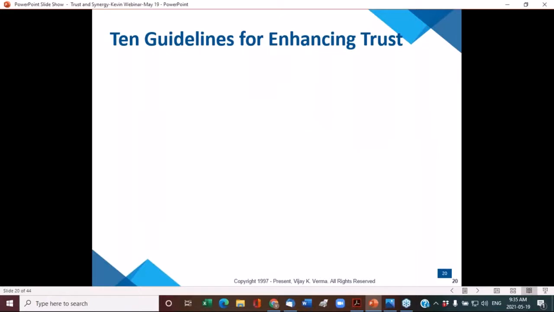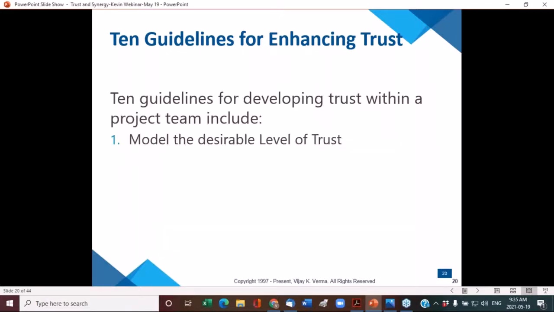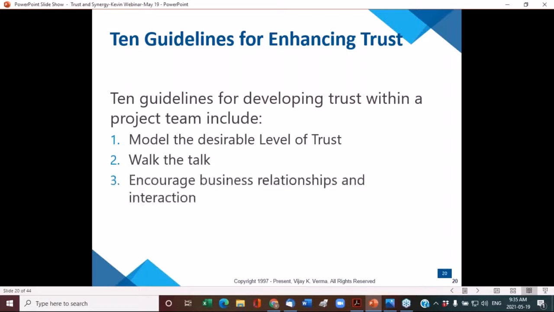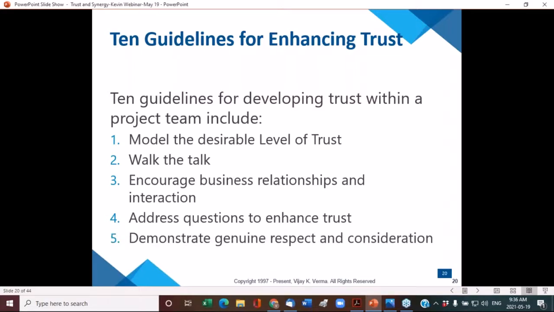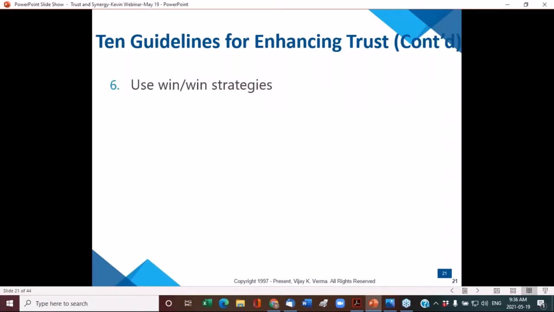No. These are the 10 guidelines for enhancing trust. Model the desirable level of trust. How much trust do you really think we want to have with each other? Walk the talk, as I said: demonstrate, do by examples, encourage business relationships and interactions, address questions to enhance trust. If somebody has any questions, doubts, address them, and early. Demonstrate genuine respect and consideration.